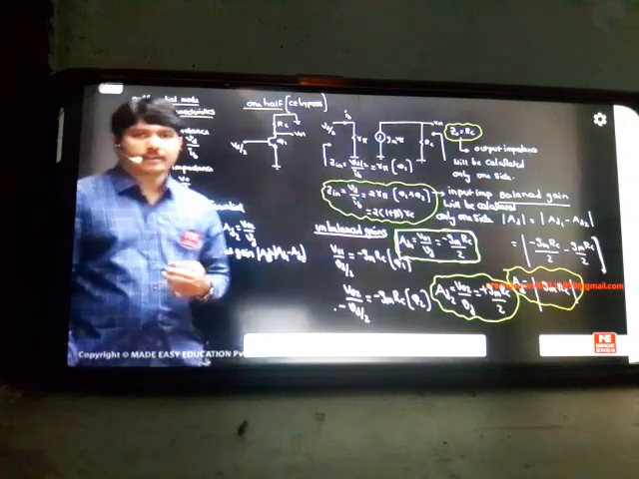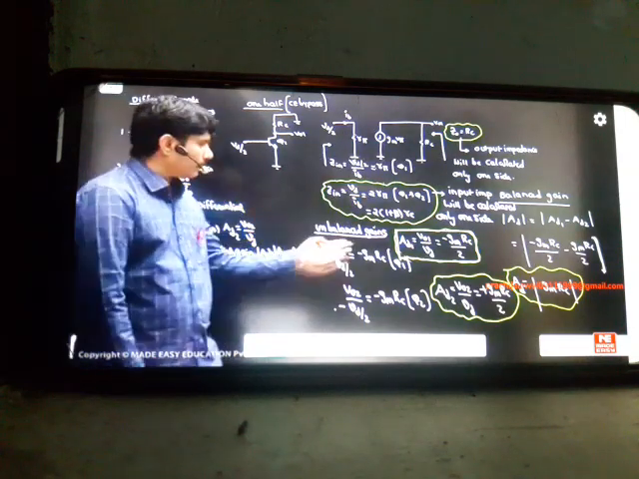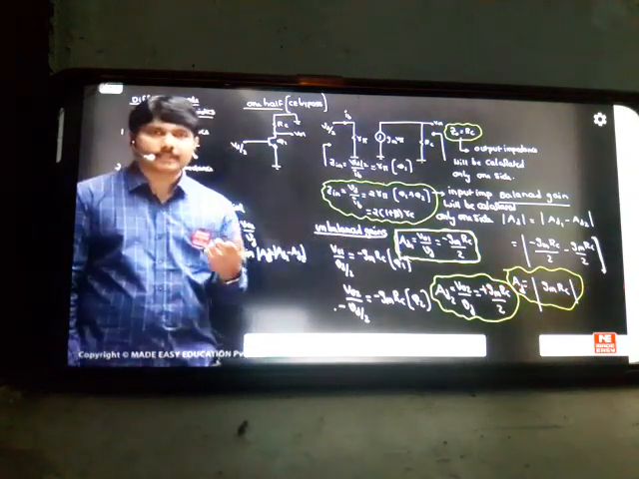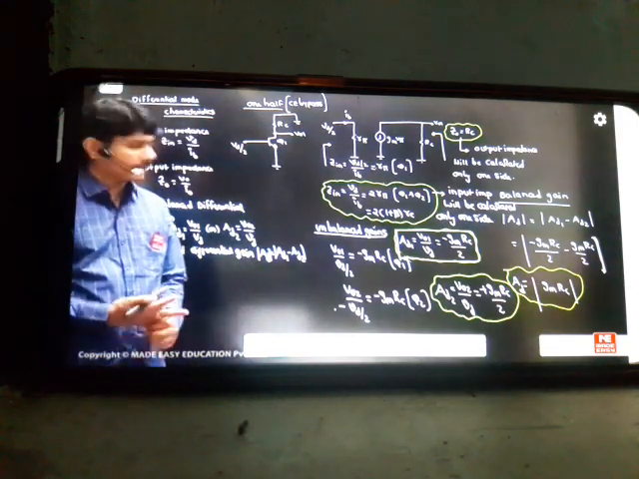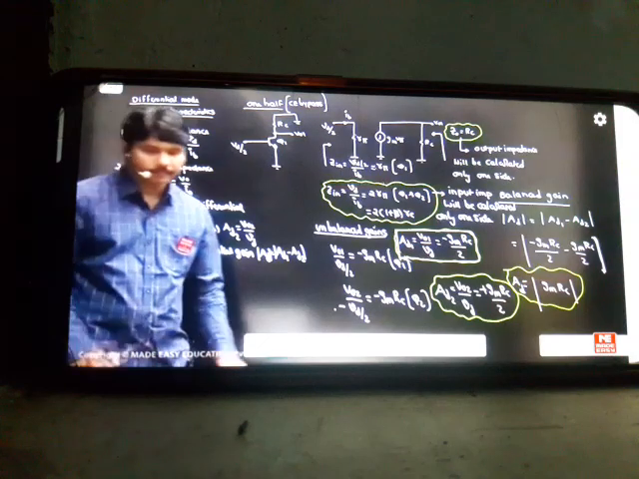Input impedance is 2R pi. That's easy to remember. Output impedance is load RC, and the gains are very easy. GM into RC is the balanced gain, and the unbalanced gain will be GM into RC by 2. So formula-wise they are easy. Nothing much pain will come when you practice these formulas.